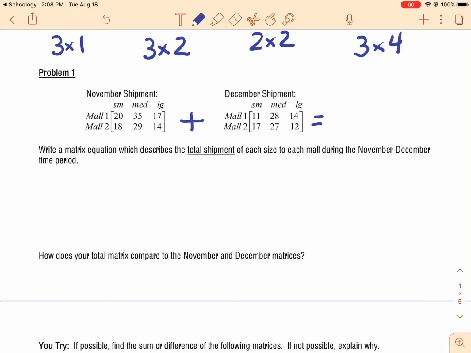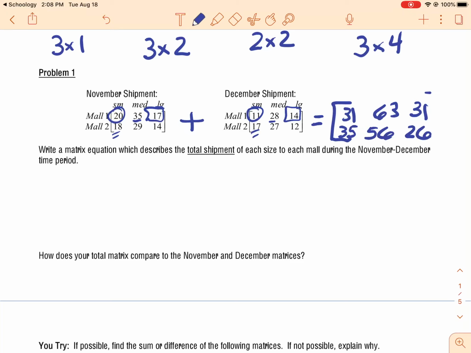So what our matrix equation would look like is taking that whole matrix plus this whole matrix and totaling it up. If we actually add those, we're taking this one plus this one, this one with that one, over here and over here. Same idea. Just keep matching them up and you should be getting these numbers.